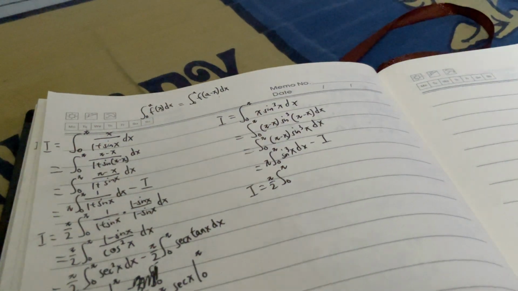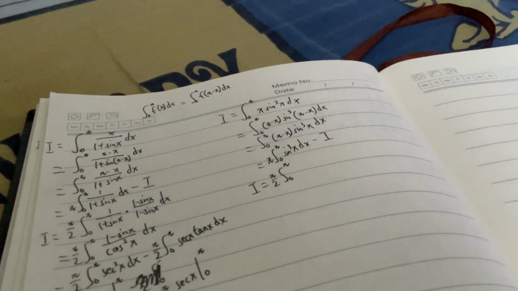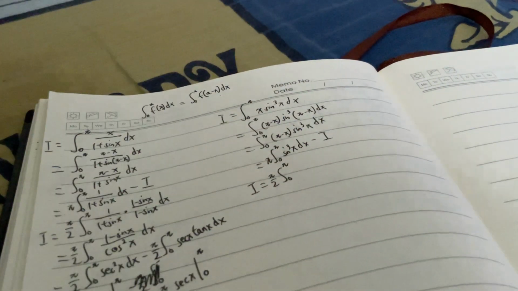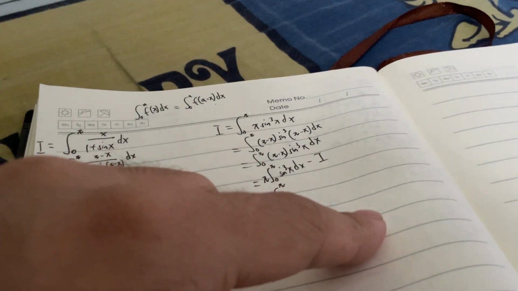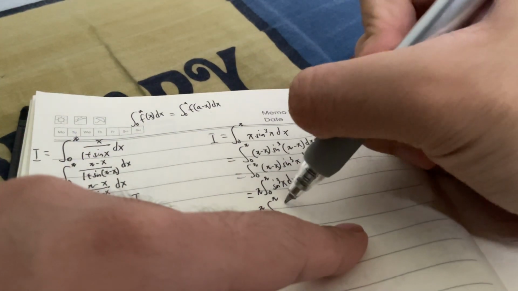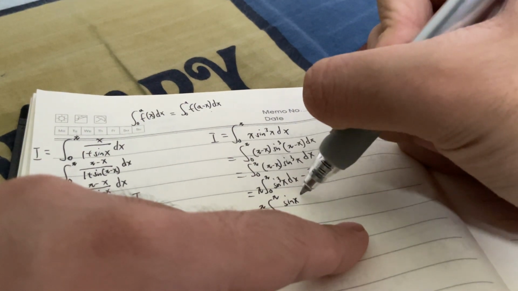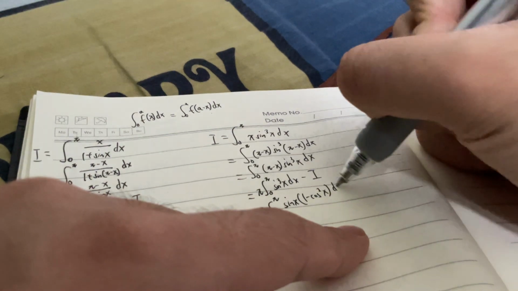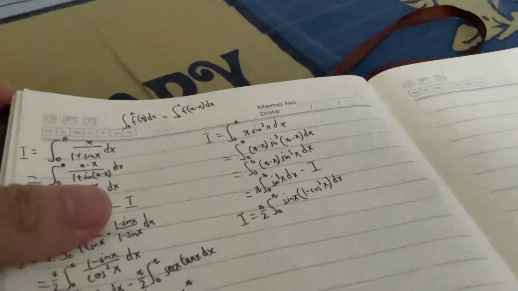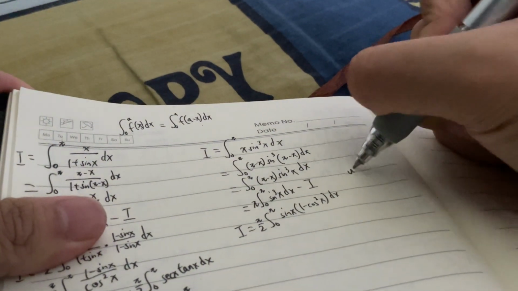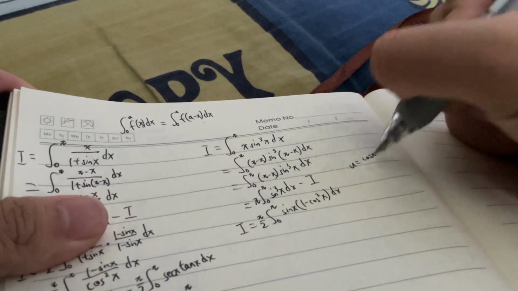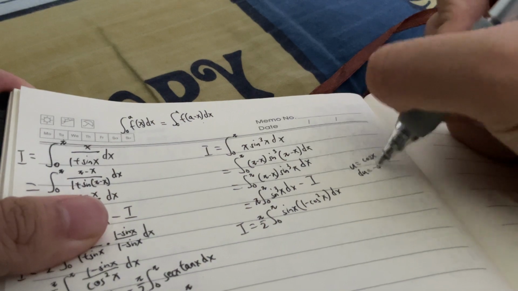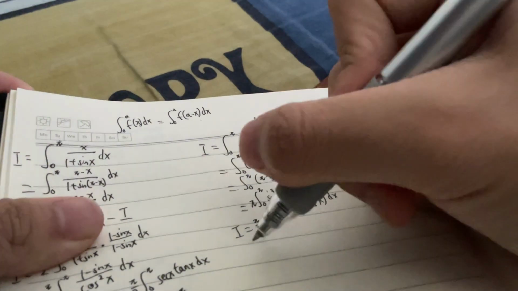And how to integrate sine to the power of 3x? Sine cubed x is really, really cool. We can write this as sine x times sine squared x, right? You can write this as sine x multiplied by 1 minus cosine squared x dx. So we can use our substitution here. Let u be equal to cosine x. du will be equal to negative sine x dx.